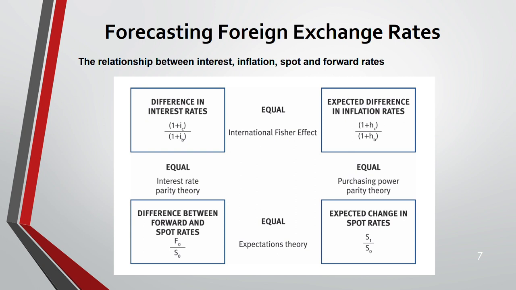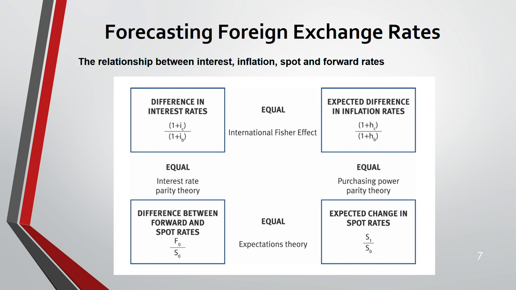Now we'll convert this to the international Fisher's effect, where we are dealing with inflation and interest rate. That means the difference in interest rates of the two countries will be equal to the difference in the inflation of the two countries. That is the meaning of this. Differences in interest rate is equal to differences in the inflation rate. It has to be. That is known as international Fisher's effect.